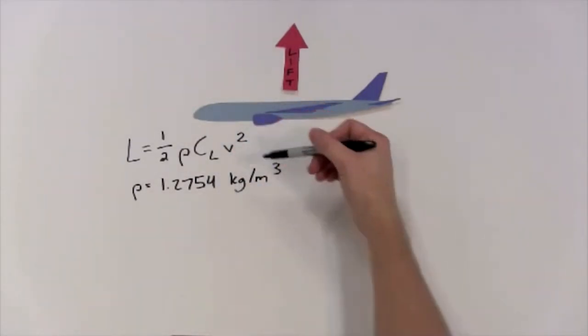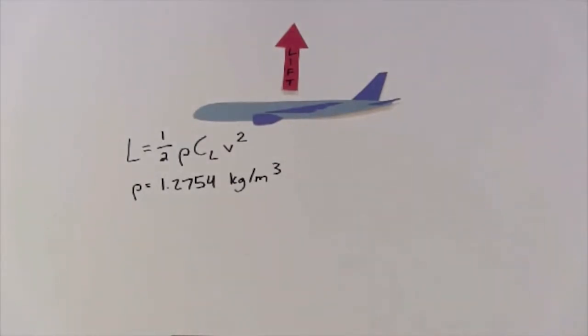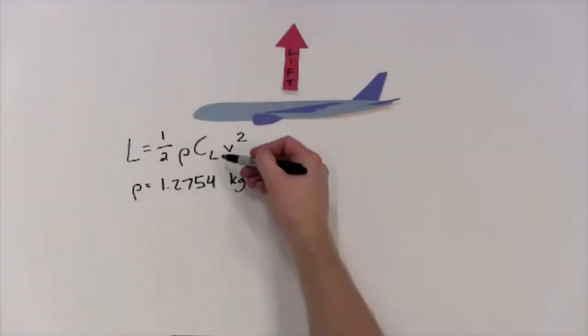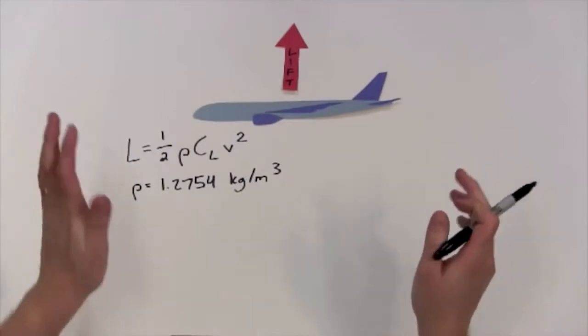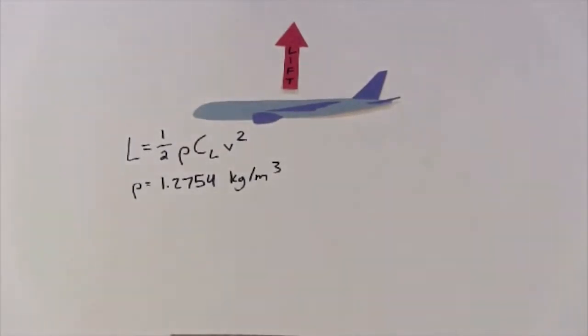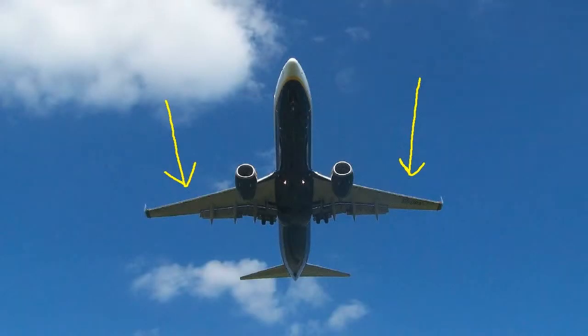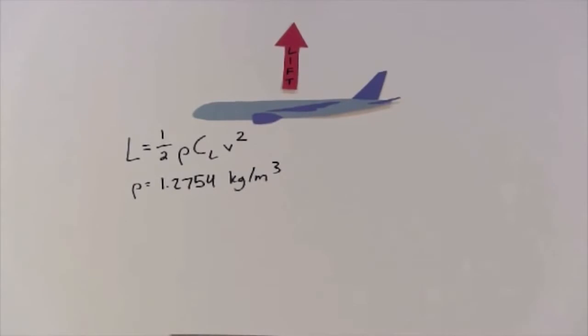V here is the speed of the aircraft, or how fast it's traveling. And CL is something called the coefficient of lift. It's a number that gives us some information about the shape of the aircraft's wings. These things right here. The coefficient of lift changes with the angle of attack.